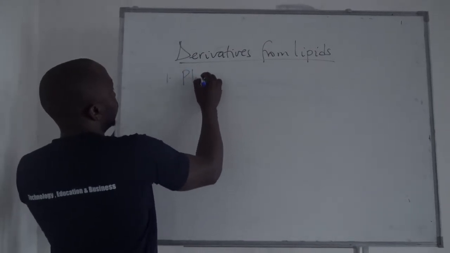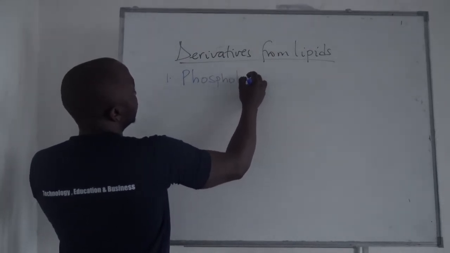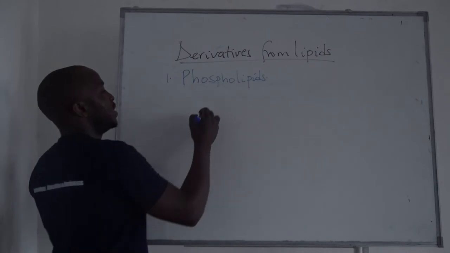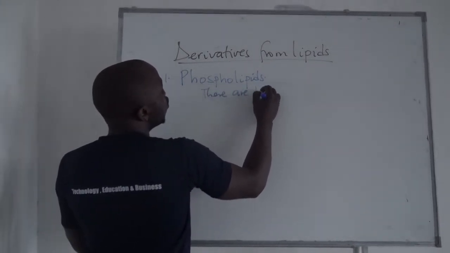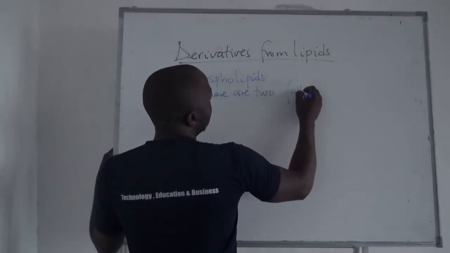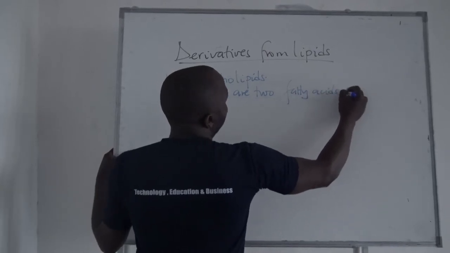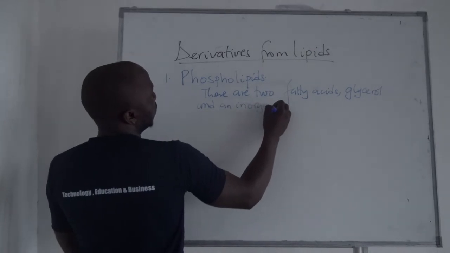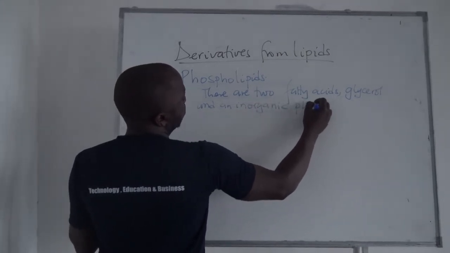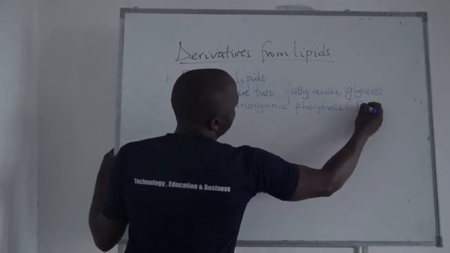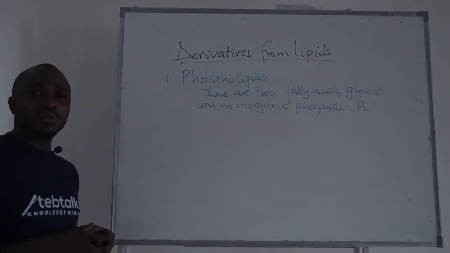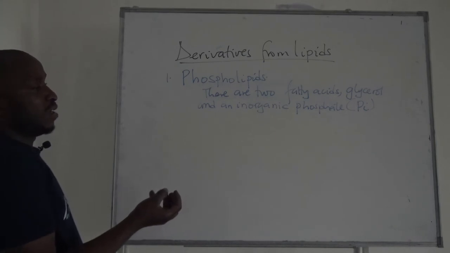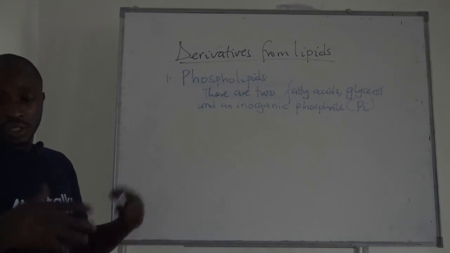One, we have what we shall call a phospholipid. In a phospholipid, there are two fatty acids, a glycerol and an inorganic phosphate, which you are going to abbreviate as Pi. Meaning a phospholipid does not make up to the level of a triglyceride, because one fatty acid in the triglyceride is lost.